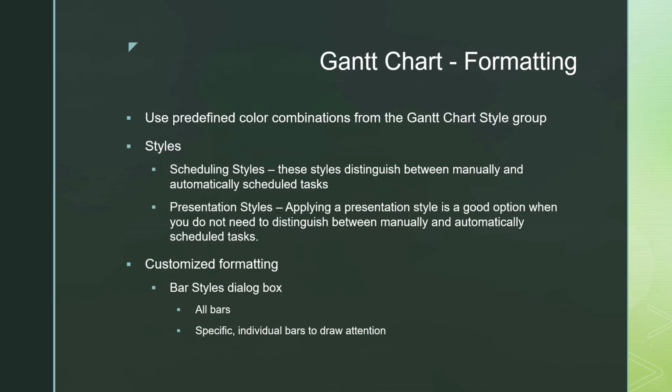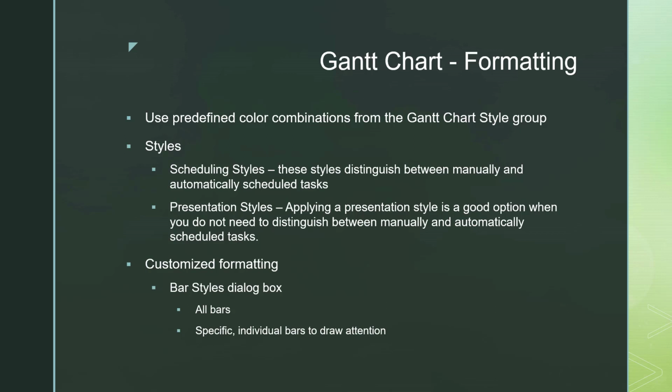And then there's two main types of styles that you can use to format. There's scheduling styles and there's presentation styles. So the scheduling styles are all the different kinds of styles that allow you to distinguish between manually and automatically scheduled tasks. So the scheduling styles are all about that: what's manual, what's automatic in terms of these scheduled tasks.